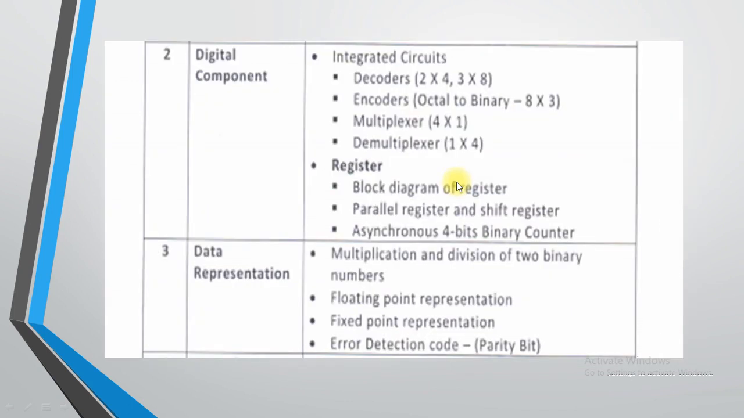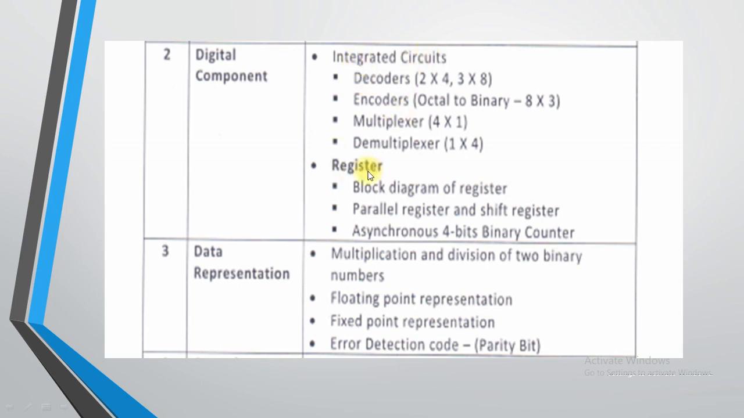Next is unit number 2, and the name of the unit is digital components. Now see, the digital components unit contains two main topics. One is called integrated circuits, another one is called registers. Integrated circuits contain four different parts: decoder, encoder, multiplexer, demultiplexer. So these four topics are the part of integrated circuits.